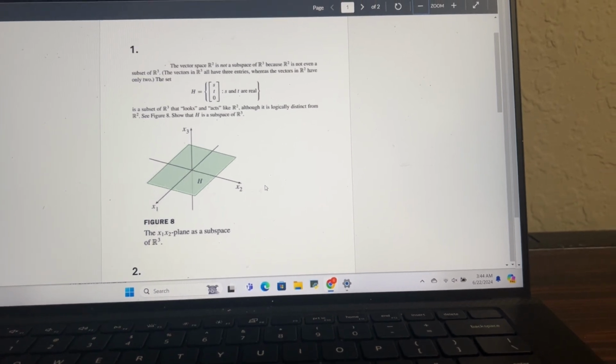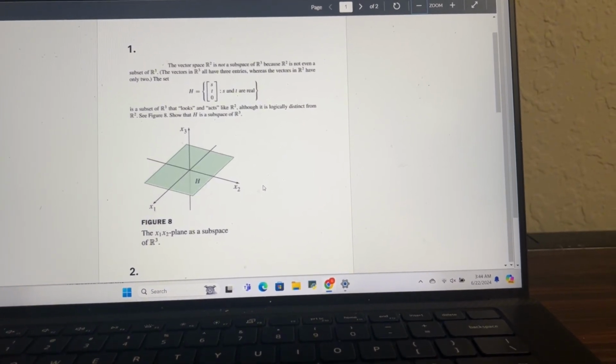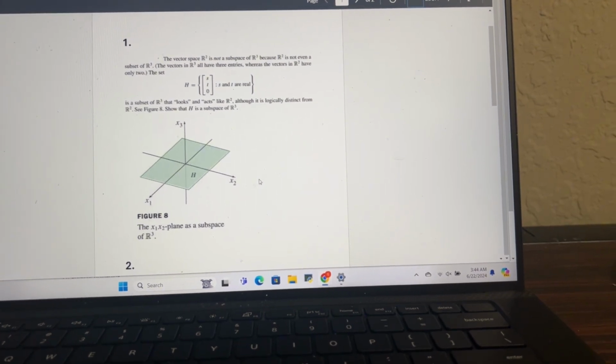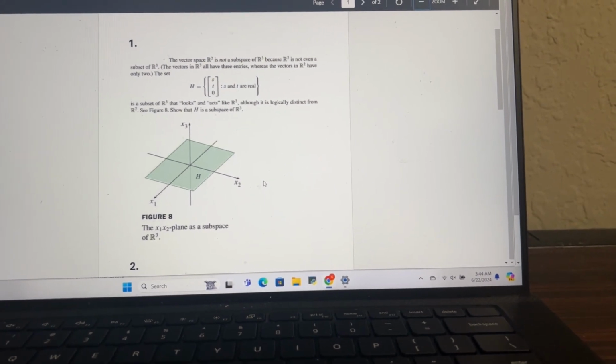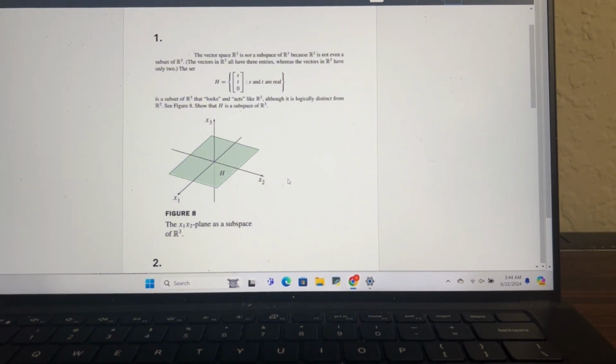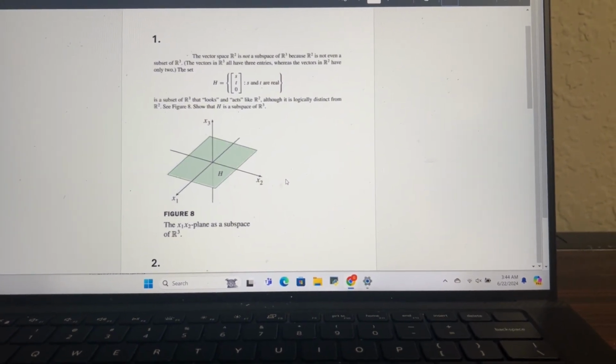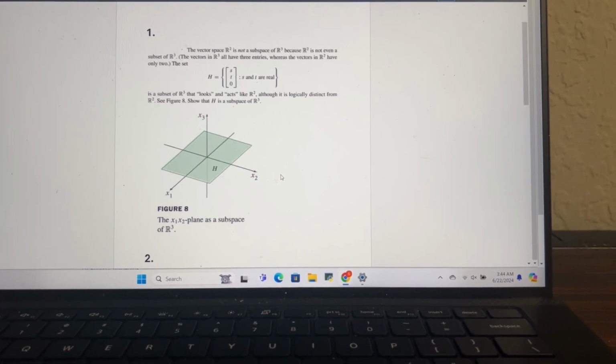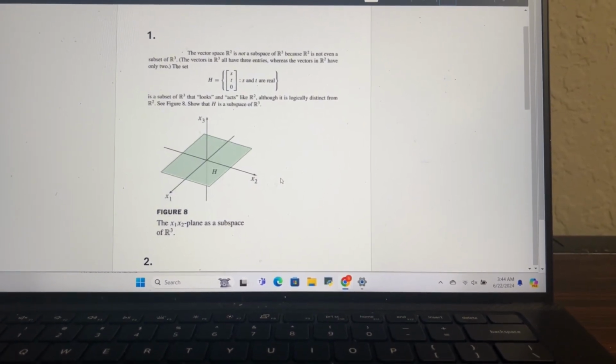The vector space R2 is not a subset of R3 because R2 is not even a subset of R3. The vectors in R3 all have 3 entries, whereas the vectors in R2 have only 2. So the set, as given, is a subset of R3 that looks and acts like R2, although it is logically distinct from R2. So you can see the figure there. The question is to show that H is a subspace of R3.